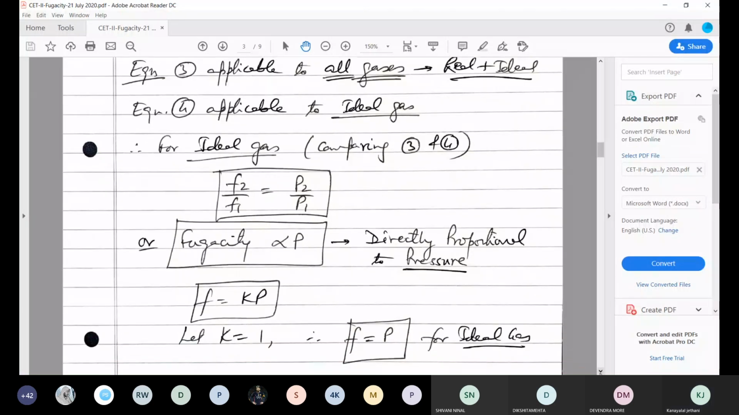So this is the relation, F = K times P. And for ideal gas, K is equal to 1. That means fugacity is equal to pressure. And that is how we define a standard state. That means if you say the pressure is very low or gas is behaving like an ideal gas, then the fugacity of that gas at that pressure is equal to pressure.